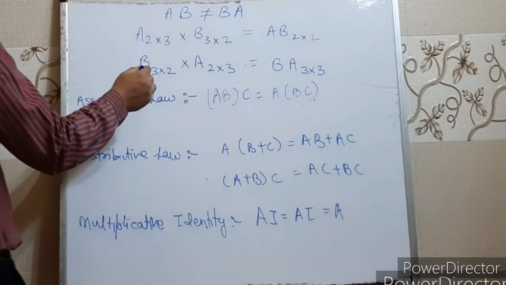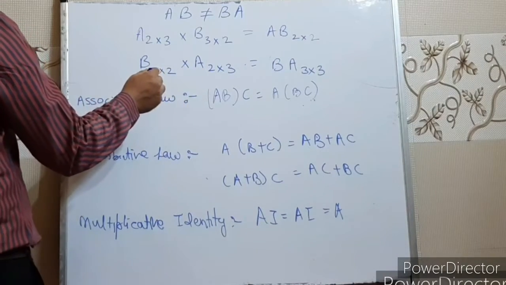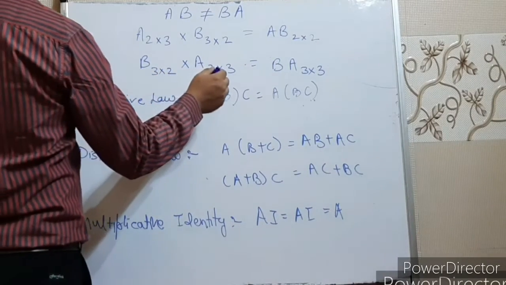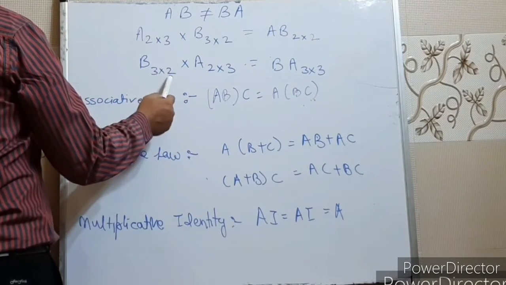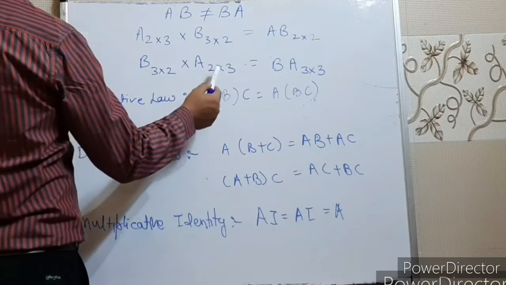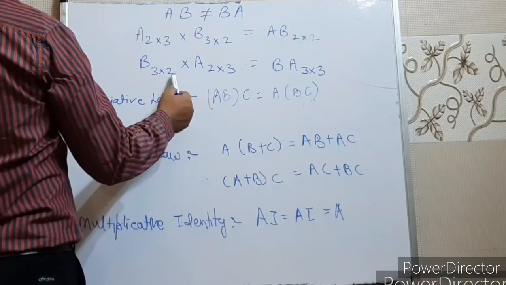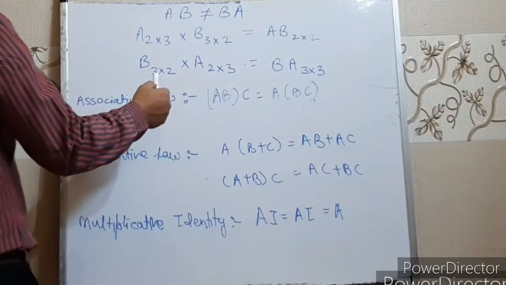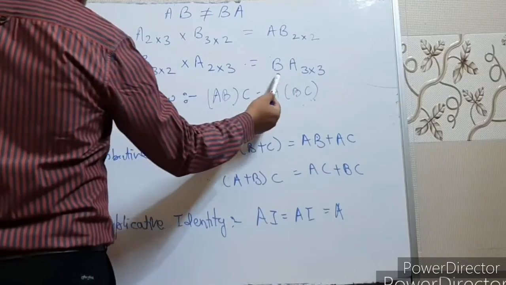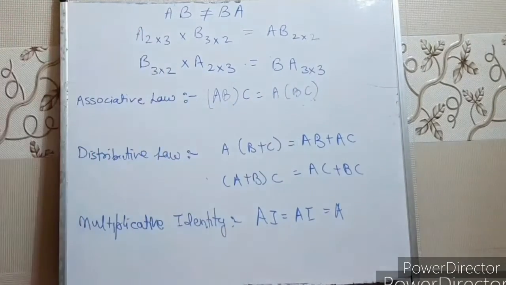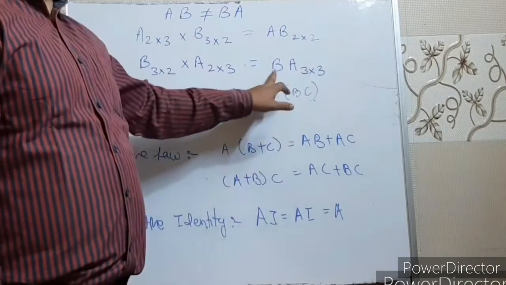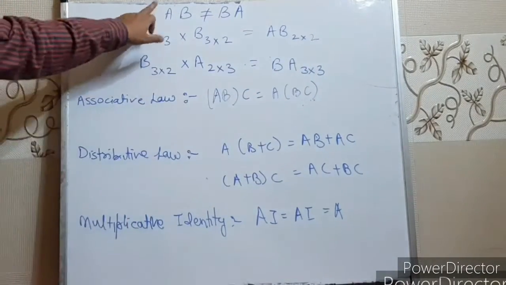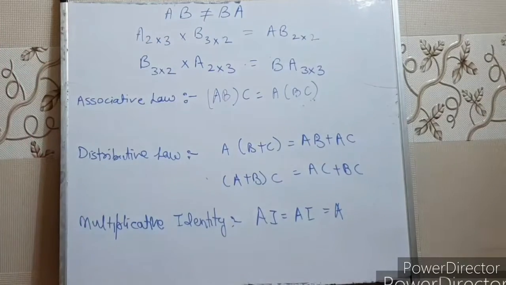Now if you multiply B into A, the order of matrix B is 3 by 2 and the order of matrix A is 2 by 3. So here you can see that the number of columns in matrix B is 2 and the number of rows in matrix A is 2. That means multiplication is possible. So the order of the product matrix BA will be 3 by 3. So you can see here the AB matrix is of order 2 by 2 and the BA matrix is of order 3 by 3. That is why AB generally does not equal BA.